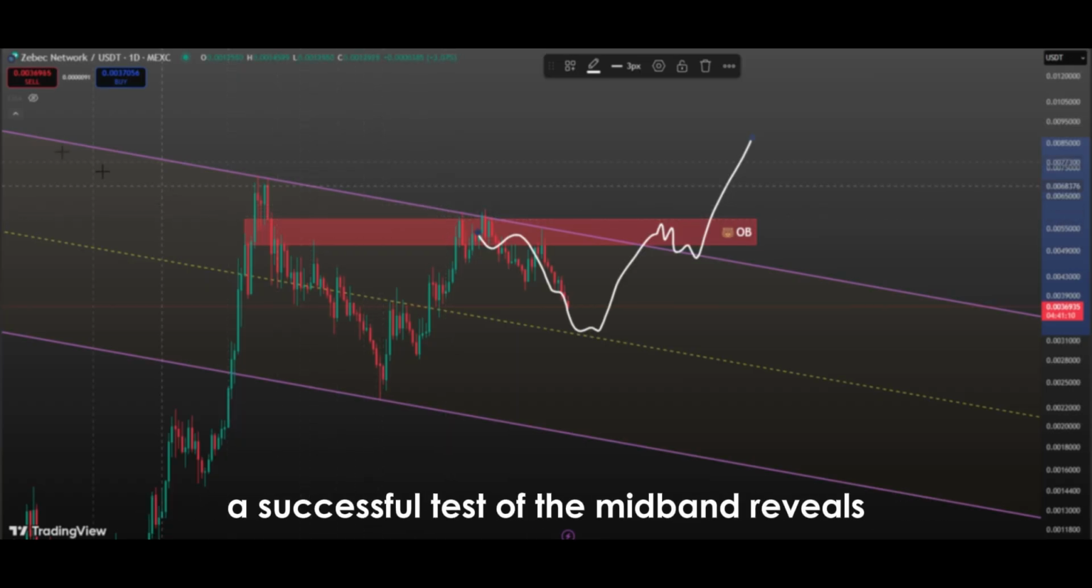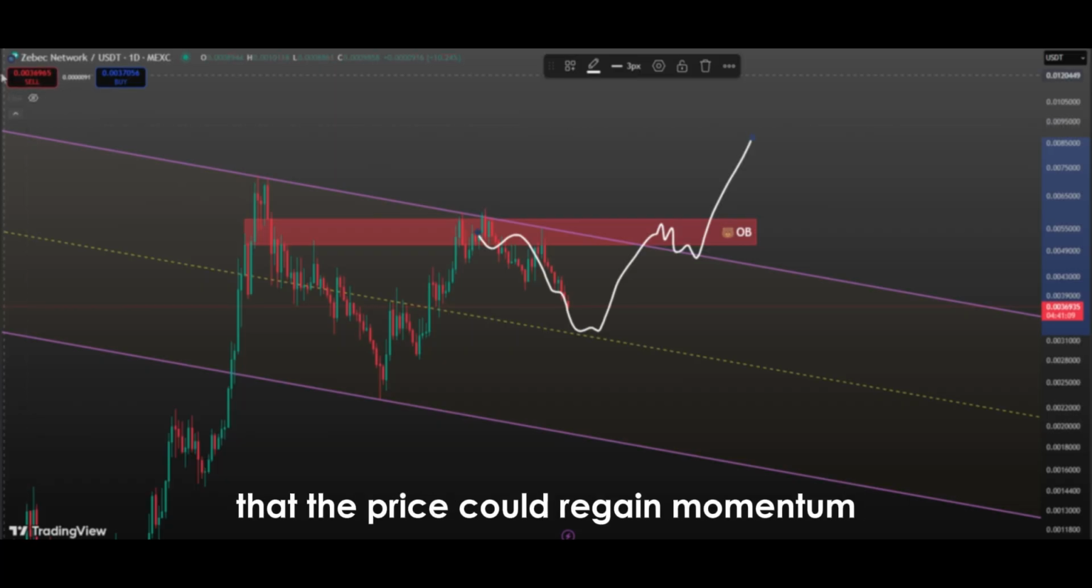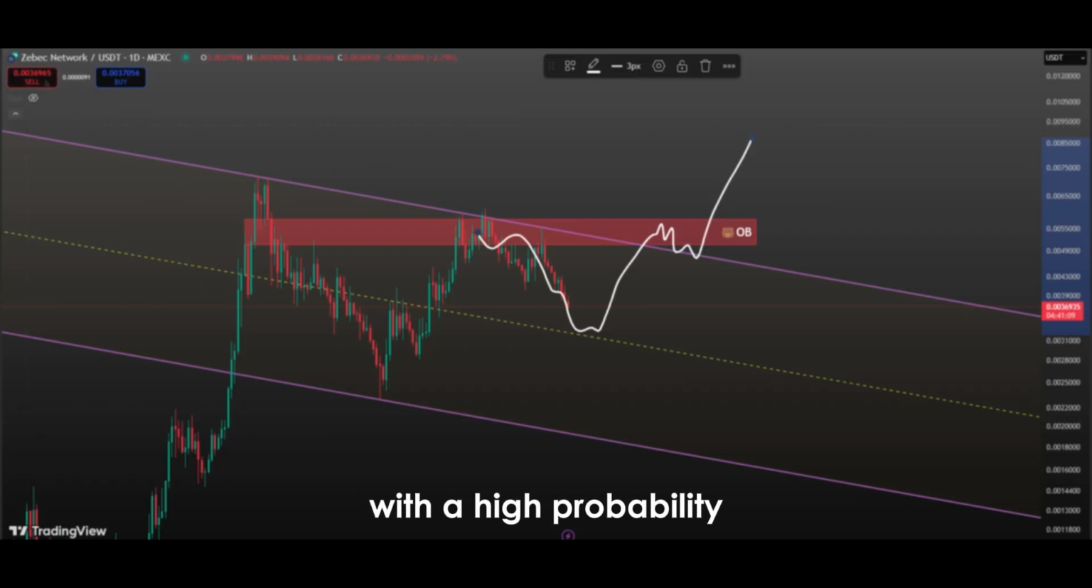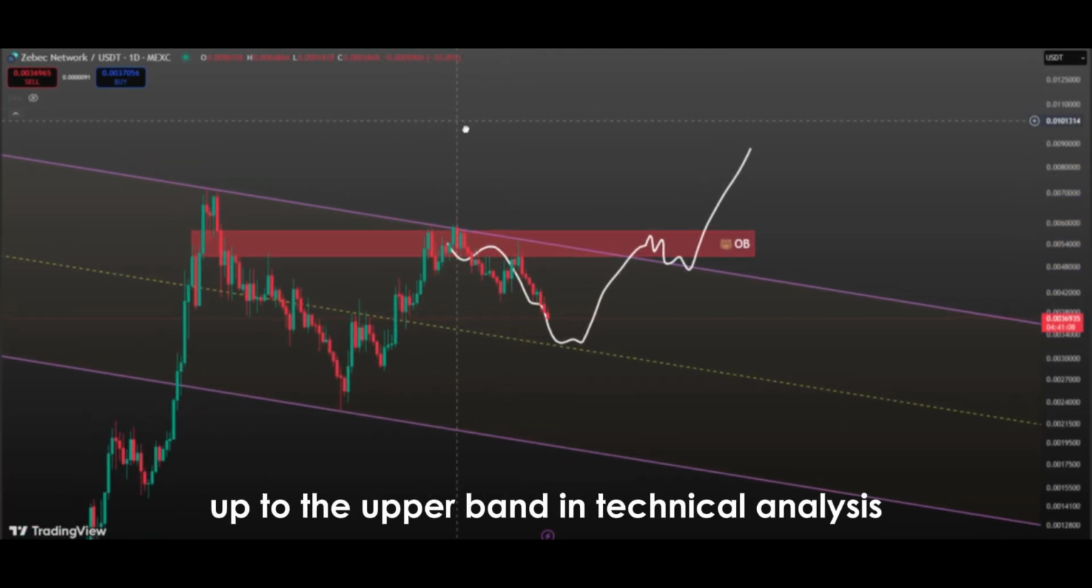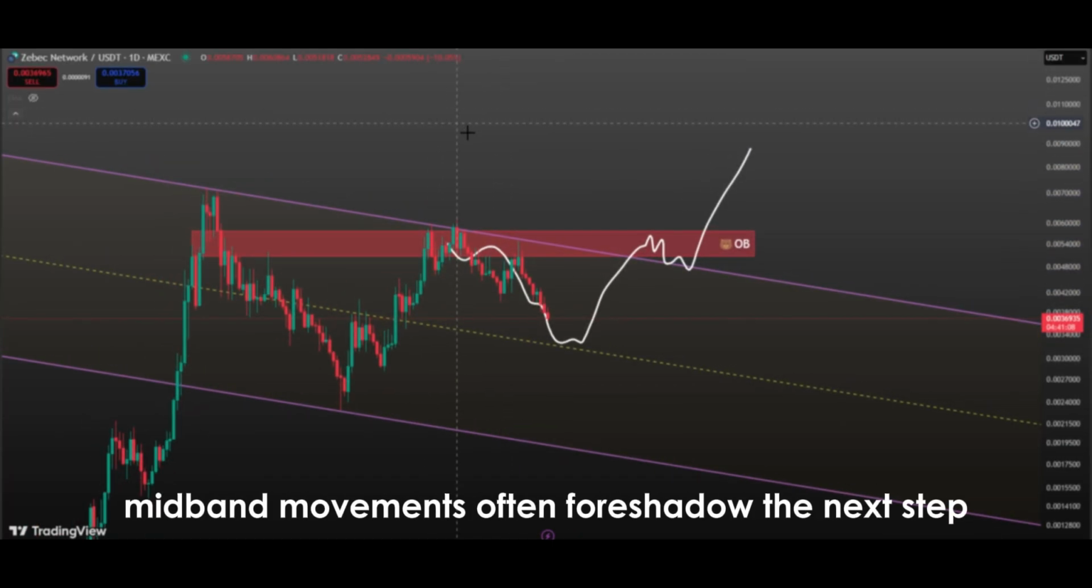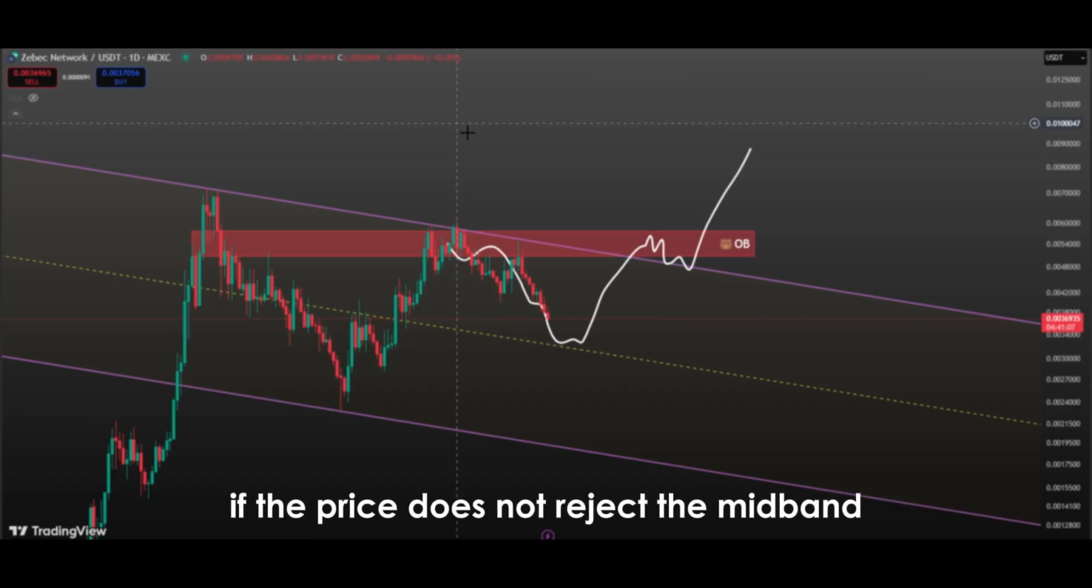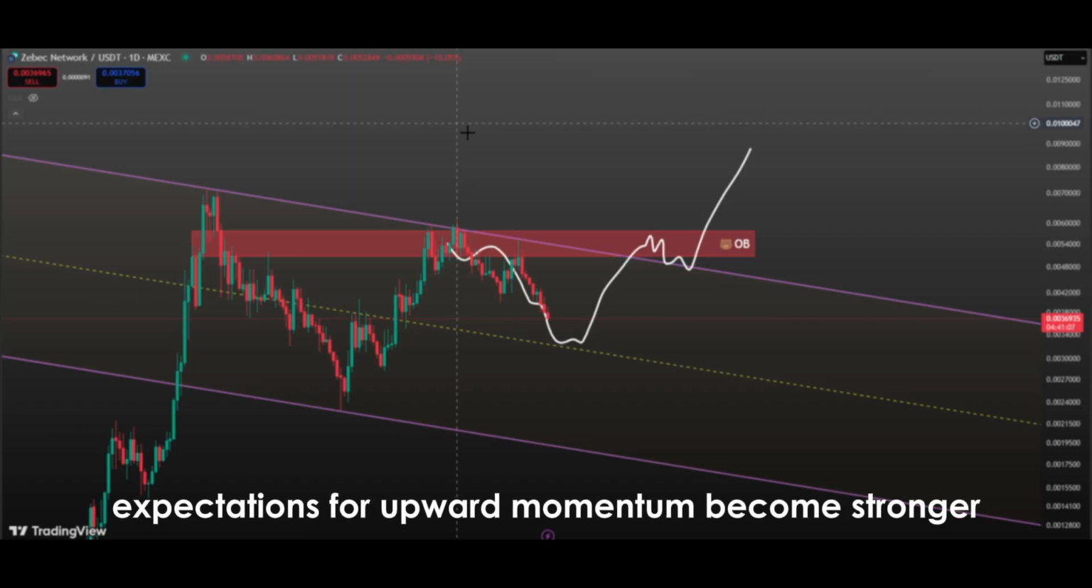A successful test of the midband reveals that the price could regain momentum, with a high probability that this momentum will continue up to the upper band. In technical analysis, midband movements often foreshadow the next step. If the price does not reject the midband, expectations for upward momentum become stronger.